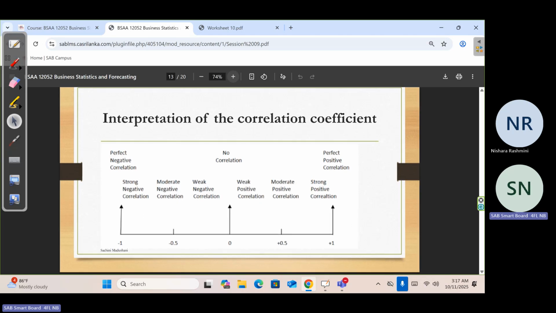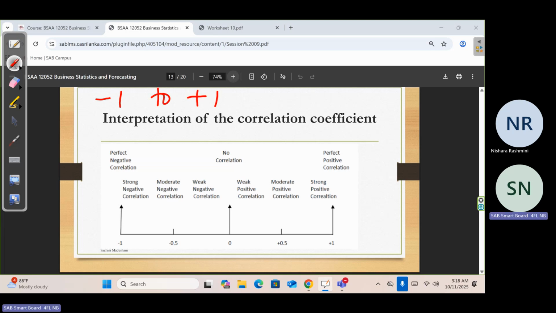Then this is the interpretation of the correlation coefficient. Using the formula, we can get the r value. Then the next question is how we interpret the answer. r is a numerical value. Normally the r value lies between -1 to +1.